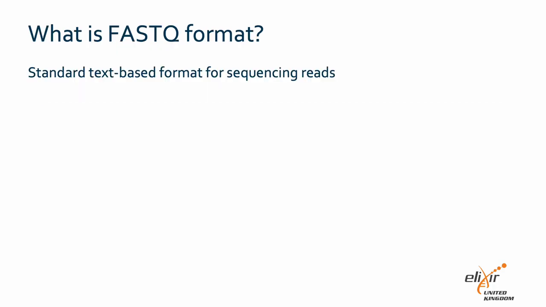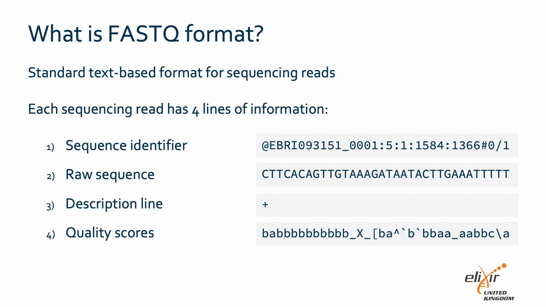FASTQ files are the standard, text-based format for high-throughput sequencing data, of which the basic unit is a sequencing read. Unlike the 2 lines of a FASTA file, each read in a FASTQ file has 4 lines of information. First, a unique sequence identifier, the raw sequence of A's, T's, C's, G's, and ambiguous N bases, an underused description line, and the quality score, an assessment of how confident the sequencing machine was at each position.